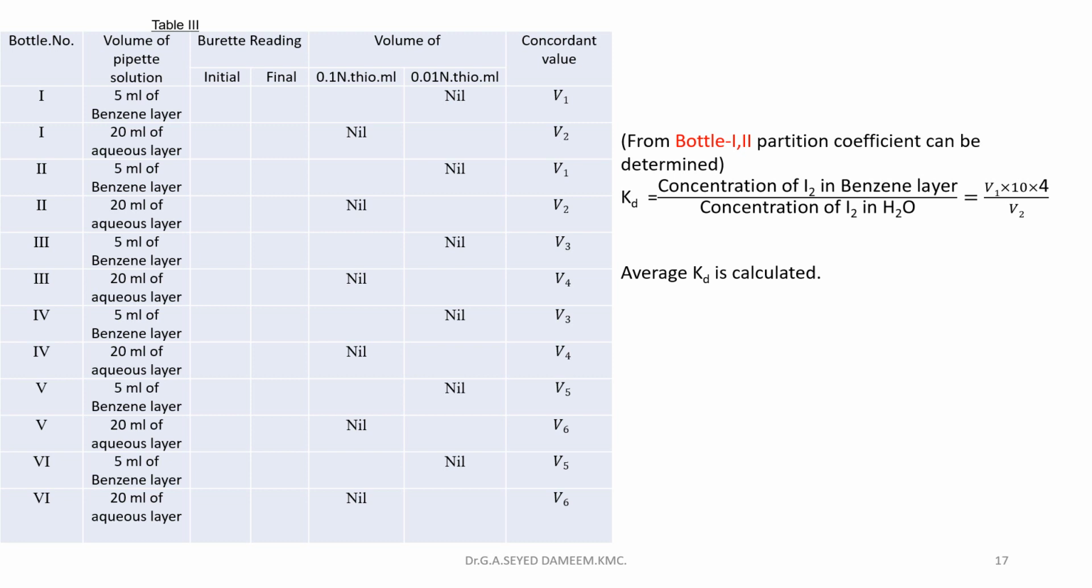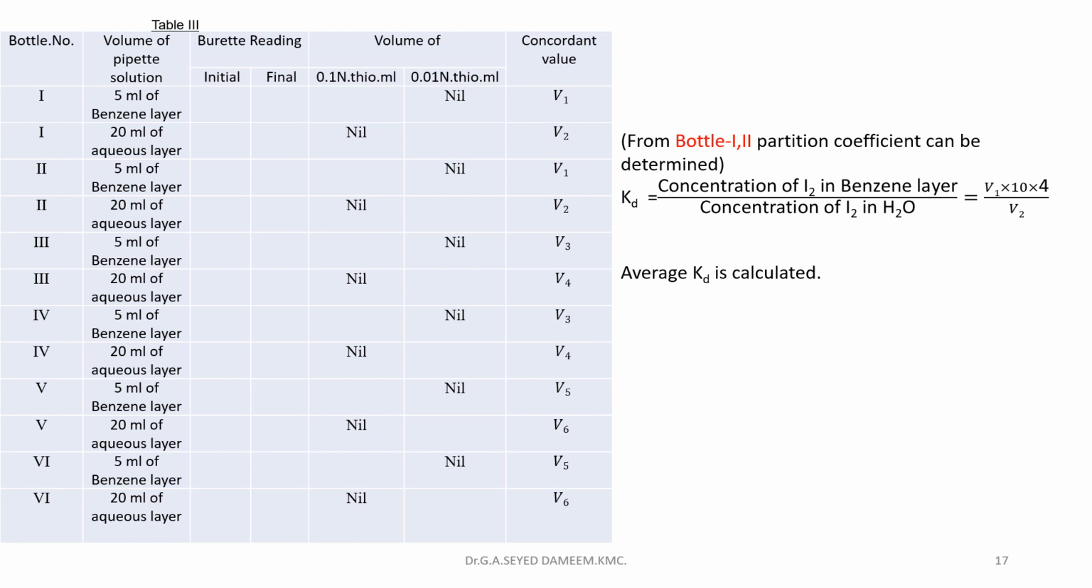From bottles 1 and 2, the partition coefficient can be determined, and the titer values are indicated as V1 and V2. V1 and V2 for bottle 1, and for bottle 2 also V1 and V2, because these two bottles are used to determine the partition coefficient. So now KD, that is the concentration of iodine in the benzene layer divided by the concentration of iodine in the water, aqueous layer.